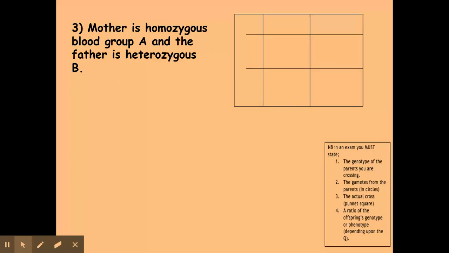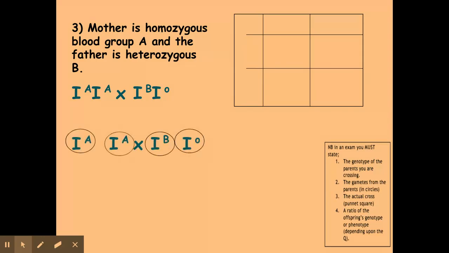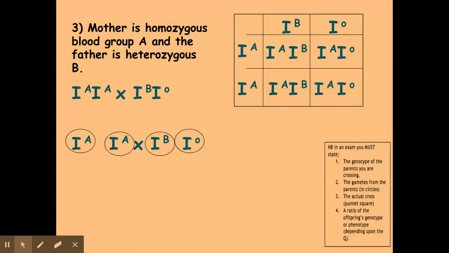And the last question, so homozygous is where I have the same version of a gene, and heterozygous is where I've got different versions of that same gene. So for example, here I've got the same version of the gene, so IA and IA for the mother, and then for the father who is heterozygous, I've got different versions, so IB and IO. And they need to work out the gametes that can be derived from those genotypes. I put them into the Punnett square to do the cross, and I then work out my ratio.